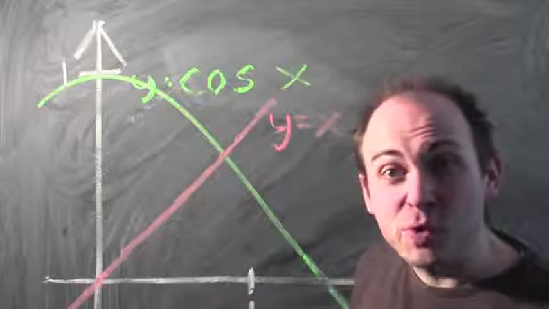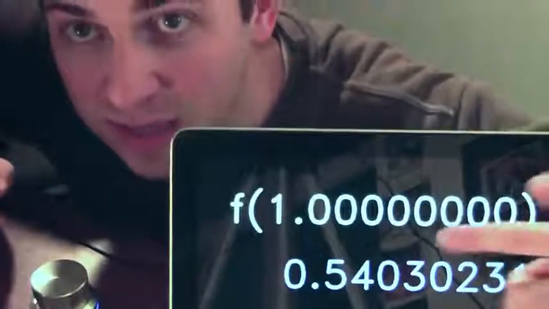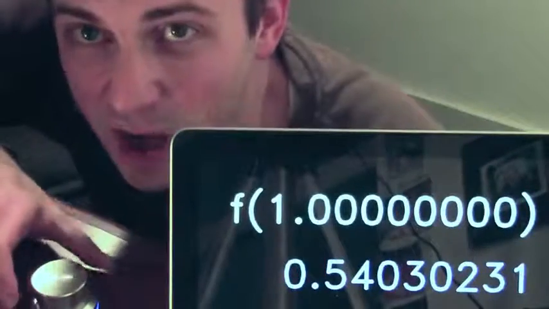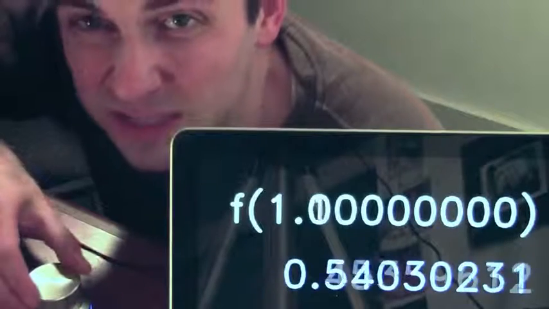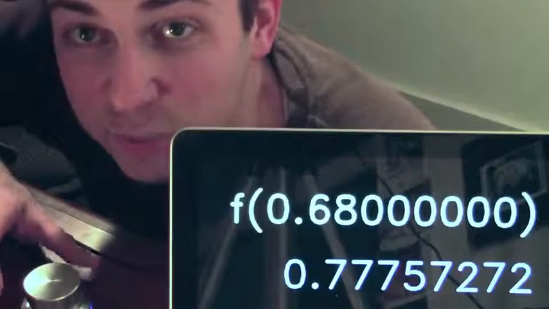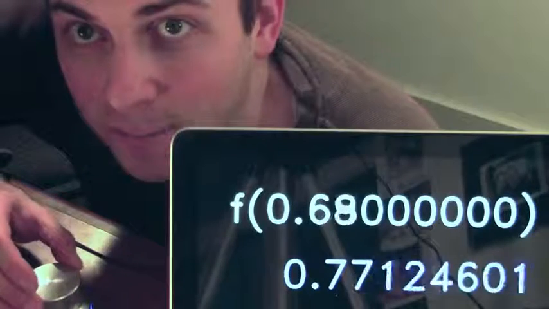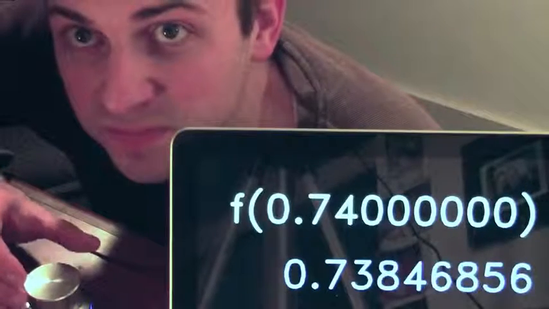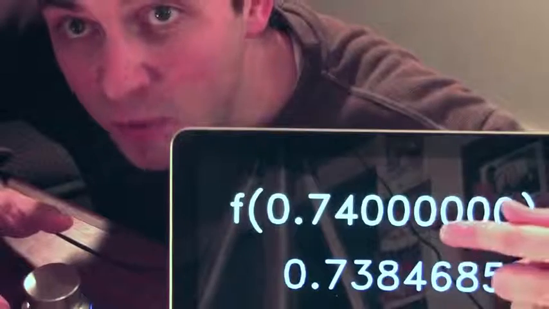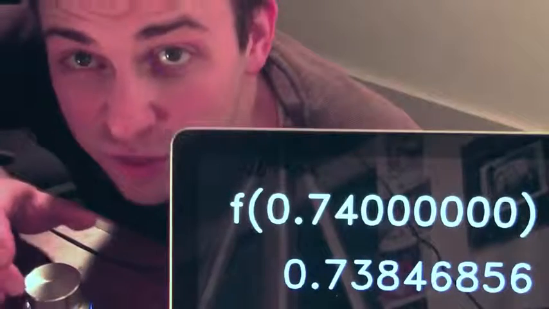Let's see if we can find that on the computer. Okay, I've got cosine loaded up on my computer. Cosine of 1 is about 0.54. Let me decrease the input. Now notice that cosine of 0.68 is 0.77. Here, the input is smaller than the output. Let me increase the input. Now notice what happened. Now the input is 0.74, but the output is smaller than 0.74. Cosine of 0.74 is just 0.73.